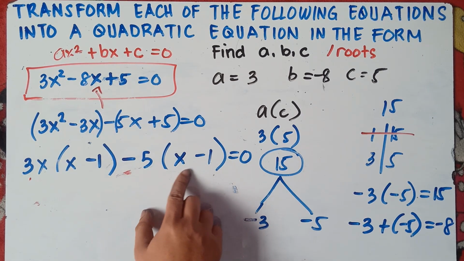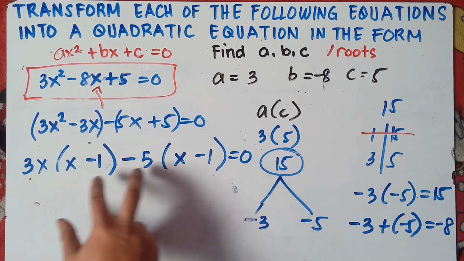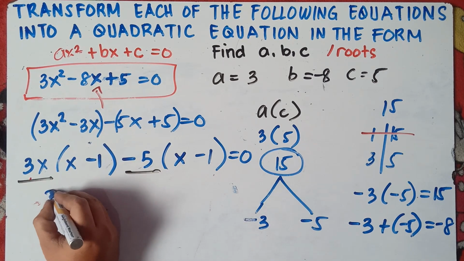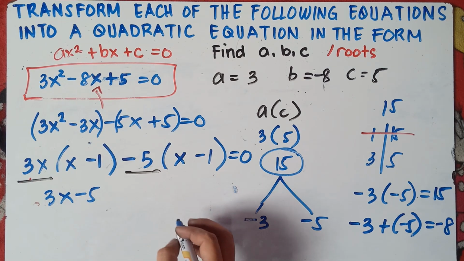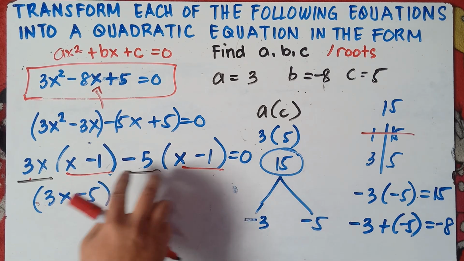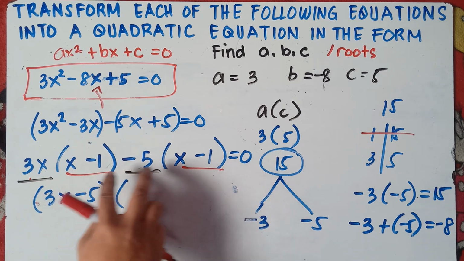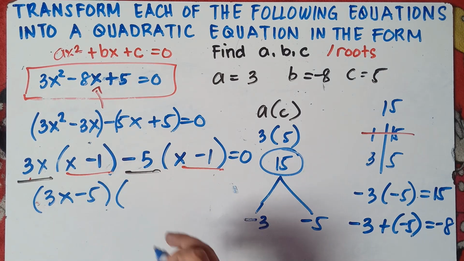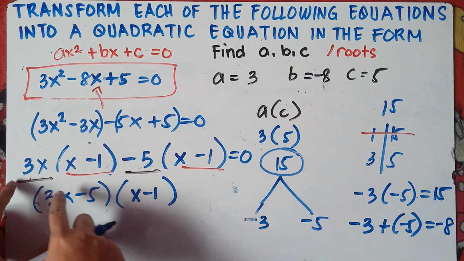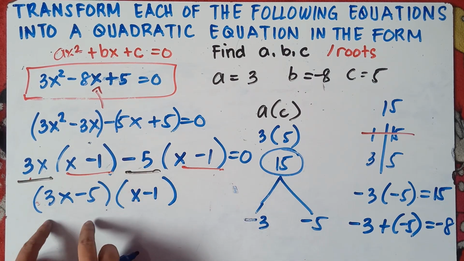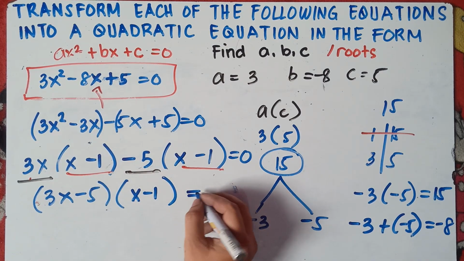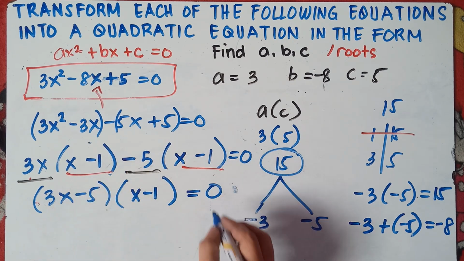Alright, now once you have the same expression inside the parentheses, we can equate this one. So equate first the factors outside the parentheses, this one and this one. So this will be 3x minus 5. And the other one, inside the parentheses, they have the same, class. If they are the same, we can just write this one as one: x minus 1. Just copy x minus 1, class, equals 0.